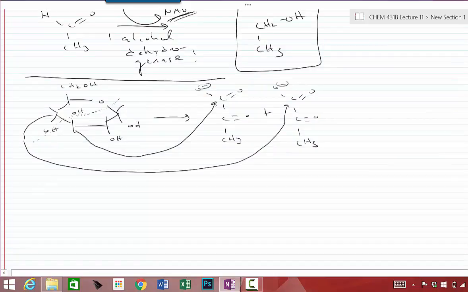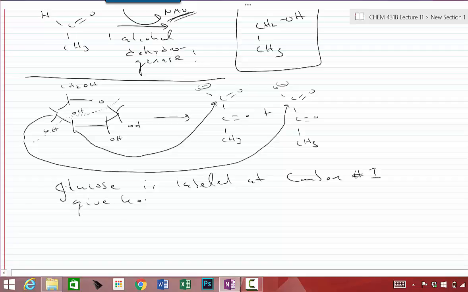Let's pretend this is a question here. The question is that glucose is labeled at carbon number 1. Okay. Give the, let me just redo this. Okay.